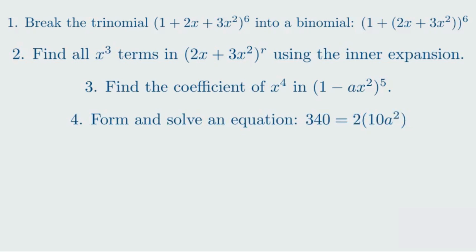I want to briefly show you a more formal but less intuitive way to find the coefficient of x cubed in the trinomial expansion. This is called the multinomial theorem. The multinomial theorem states that for an expansion with k terms, the general term's coefficient is n factorial, divided by the product of the factorials of the exponents, times the product of the coefficients of the inner terms raised to those exponents. Here n was 6, and our terms are 1, 2x, and 3x squared.